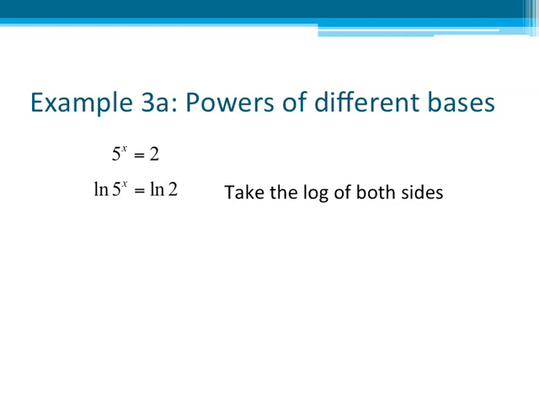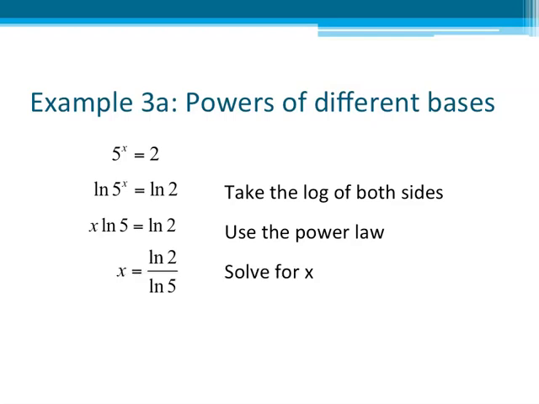Okay, so that's the first step. The second step is to use the power law to move the x out of the exponent. So the x is in the exponent. We're going to use the power law to bring it out in front. So this becomes x times ln of 5 equals ln of 2. And then now we try to get x by itself. So to get x by itself here, we divide by ln of 5. So our answer is ln of 2 divided by ln of 5.